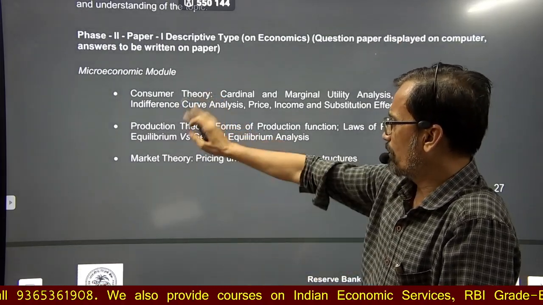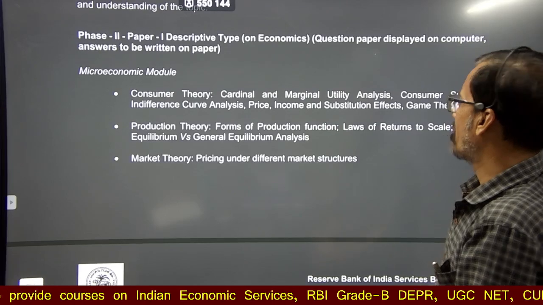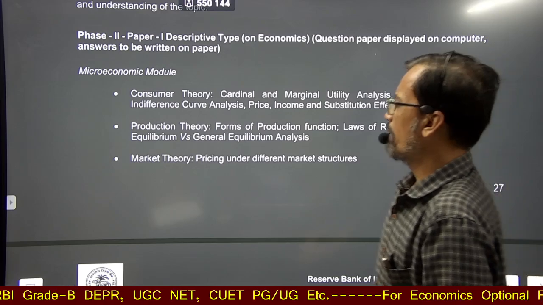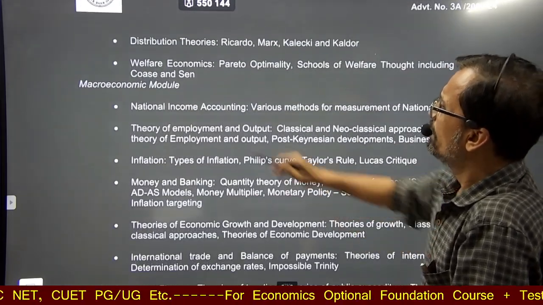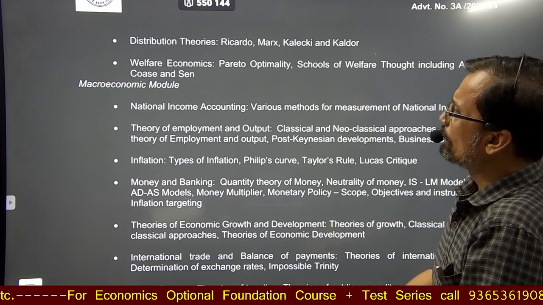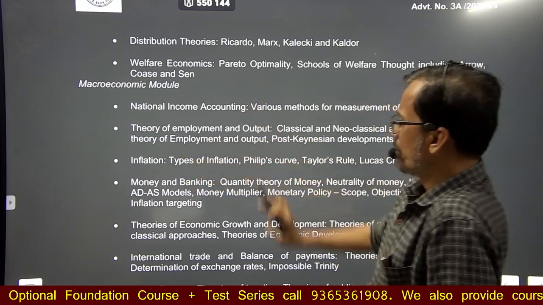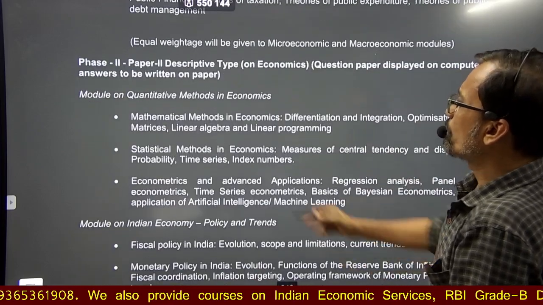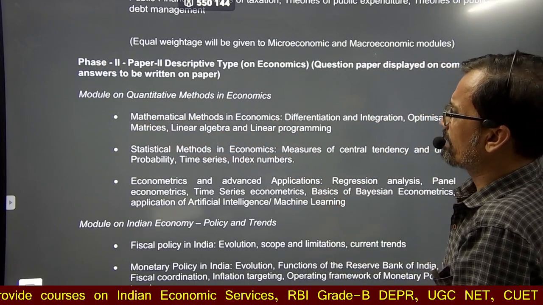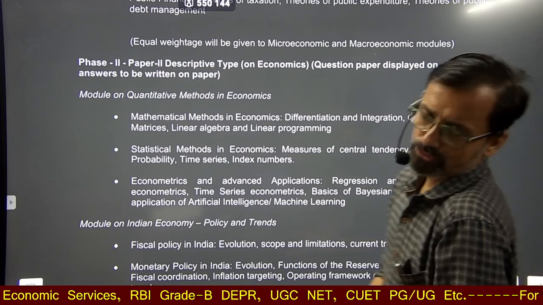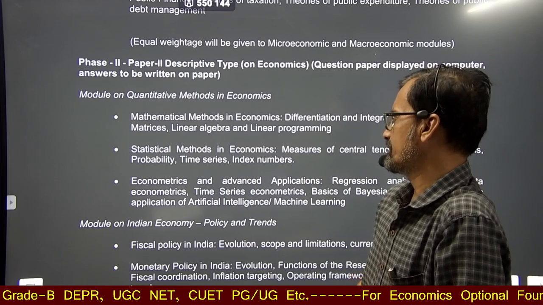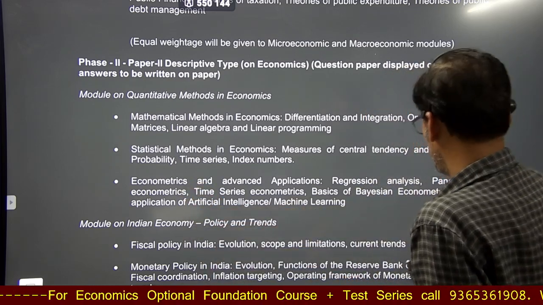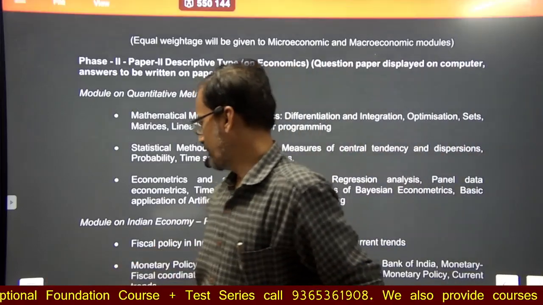From the micro module, consumer theory: cardinal marginal utility analysis, consumer surplus, indifference curve analysis, price and income effects, all things have to be covered. Production theory, market theory, distribution theory, Ricardo, Marx, Kaldor, welfare economics, national income accounting, theory of employment, all these areas are very important. And there is another module on quantitative methods in economics, where mathematical methods have to be applied for solving problems. Statistics are there also, and we need to focus on econometrics too. So that is all about this syllabus.